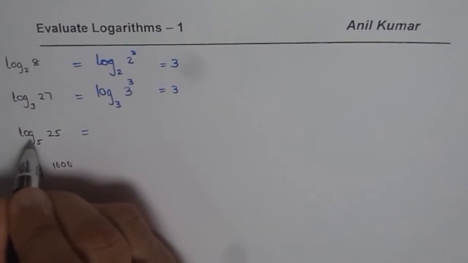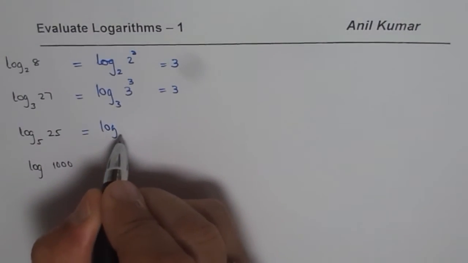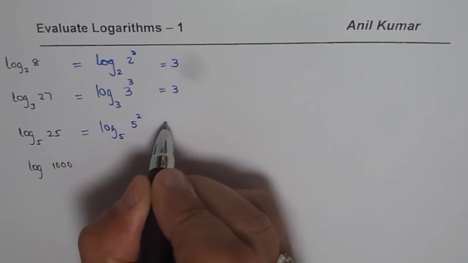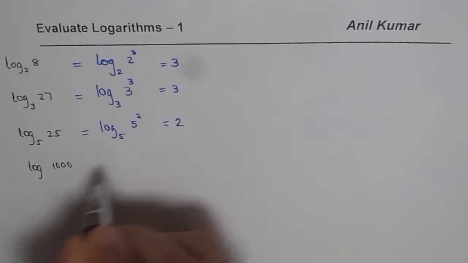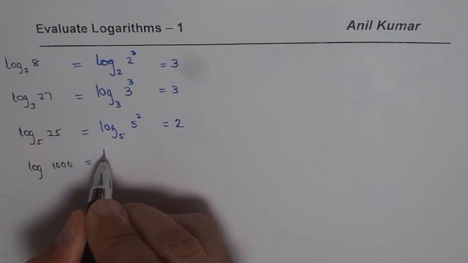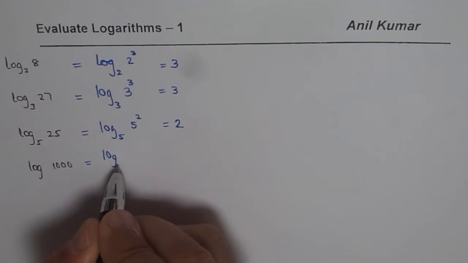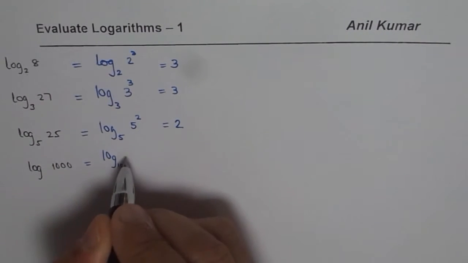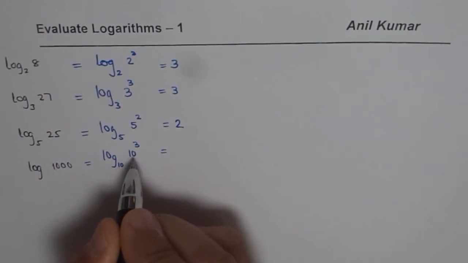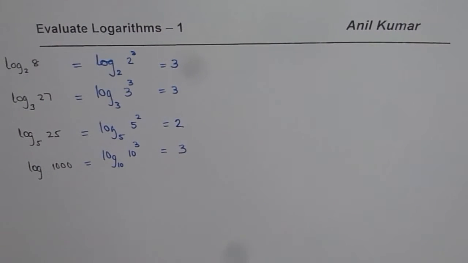Next one here is log to the base 5 of 25. You can write 25 as 5 squared. So the answer is 2. Now if I do not write any base here, that means it is log to the base 10. And this is 10 cubed. So when the bases are the same for the exponent and the log, the result is the exponent, 3. So that is how you can solve these kinds of questions.